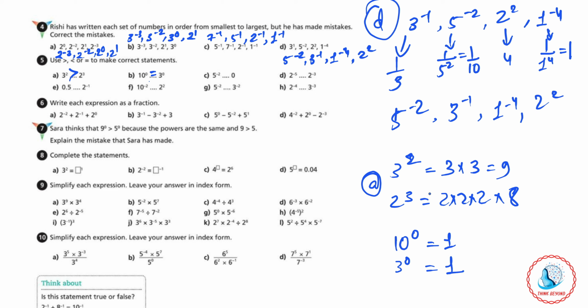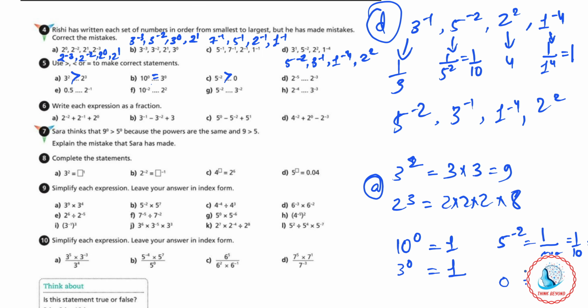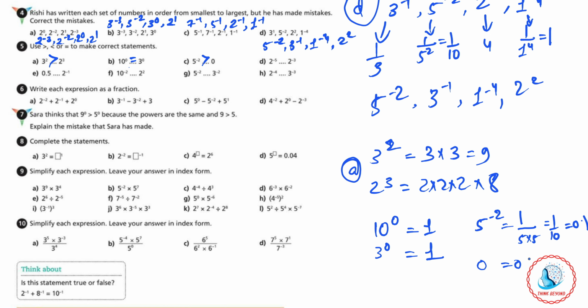Now question number C. 5 raised to power minus 2, which is 1 over 5 times 5, which is 1 over 25. Now 0 is 0. Obviously 5 raised to power minus 2 is greater than 0, because 1 over 25, you are going to get something like 0.04. Now for question number D, 2 raised to power minus 5. Let me erase it first.